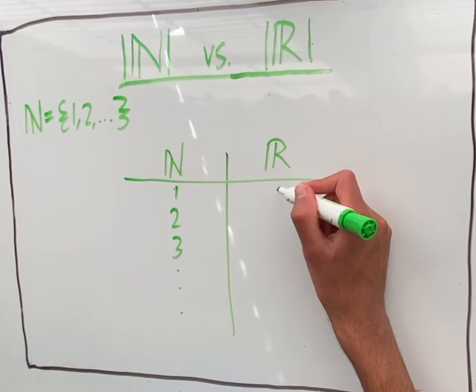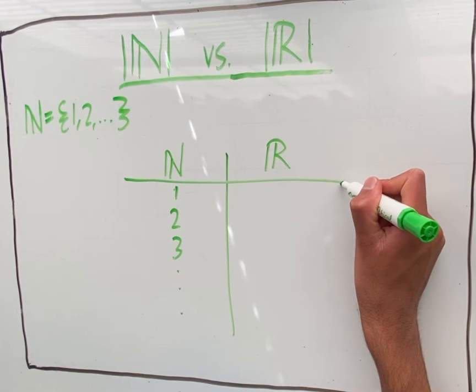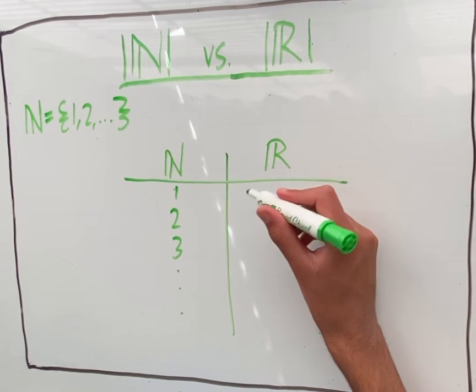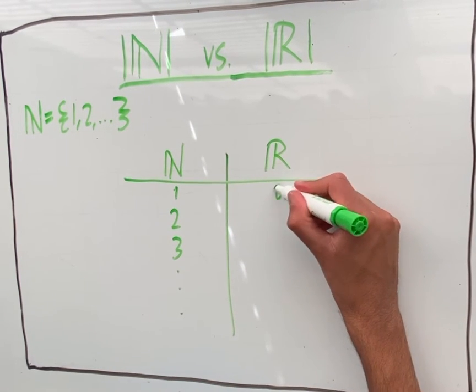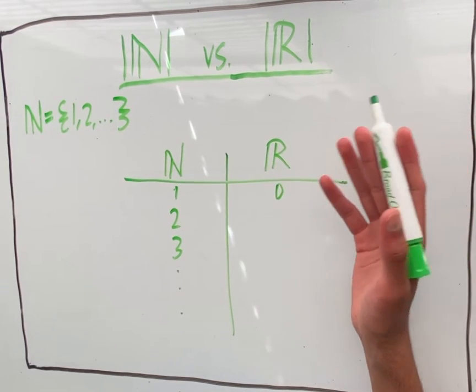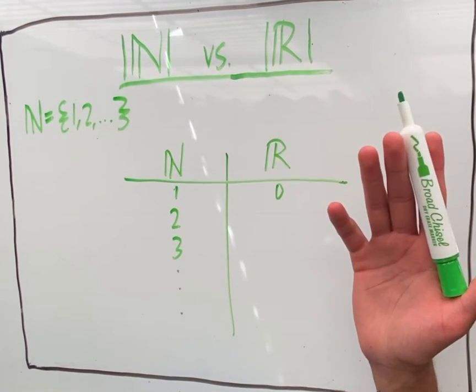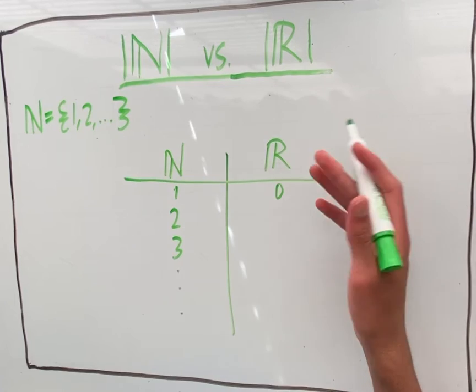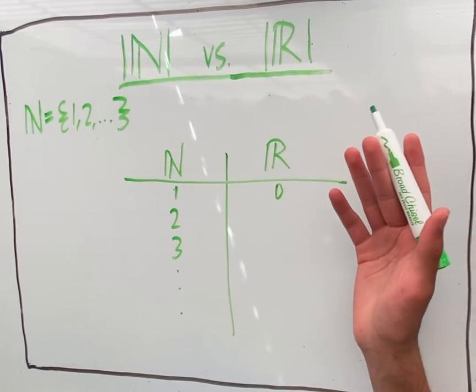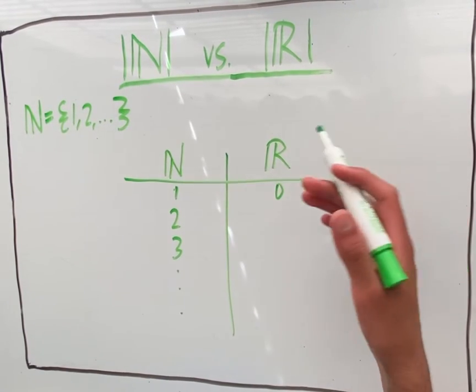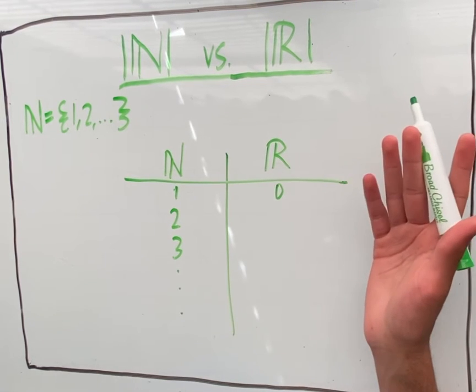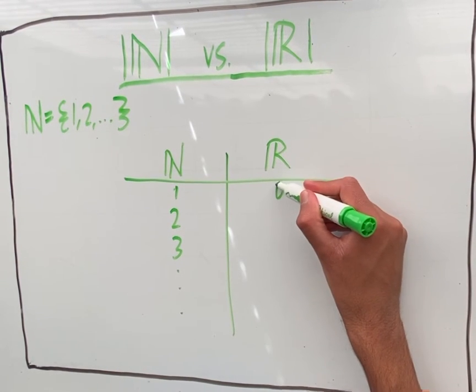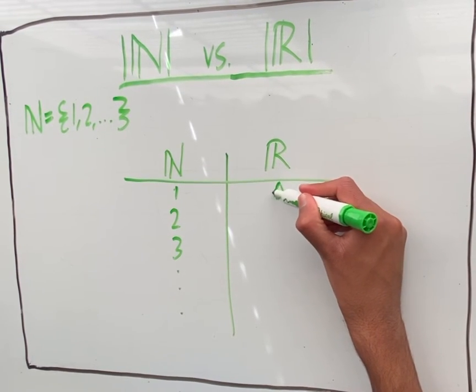It's hard to tell how we might want to list the reals. A decent starting point might be 0, but then where do you go next? You could try 0.1, but you can go smaller than that. You can do 0.01, or you can do 0.001, and you can have as many zeros before that 1 as you would like. So there's no clear next number.